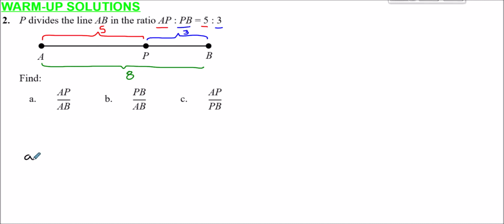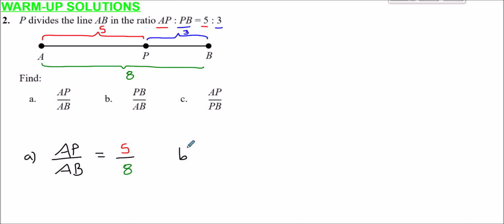So for part A, AP to AB, from A to P is 5 units, and from A to B is 8 units, so that's 5/8.